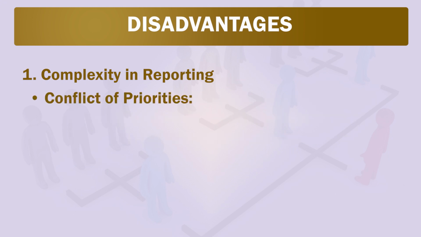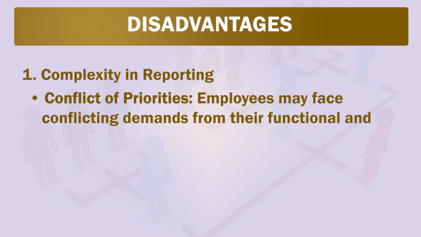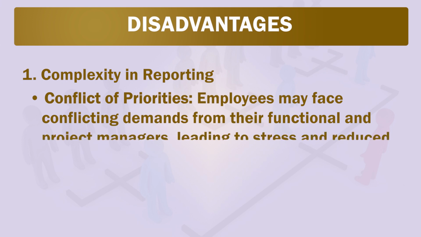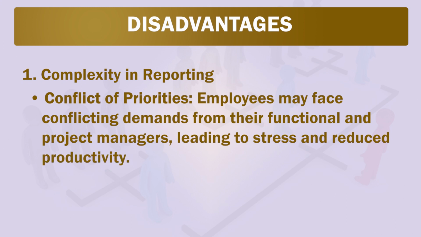The next is conflict of priorities. Now, this is very, very important. Employees may face conflicting demands from their functional and project managers, okay, and both have their own priorities, and it leads to stress and reduced productivity if both the managers are not in coordination, right. So, this is one of the disadvantages.